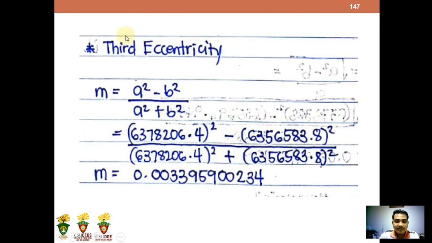For the third eccentricity, the formula is m equals a squared minus b squared all over a squared plus b squared. Substitute the values of a and b given in the problem, and you will come up with the answer 0.003395900234. Since it is an eccentricity, it cannot be in fraction form, so it should be in decimal form.